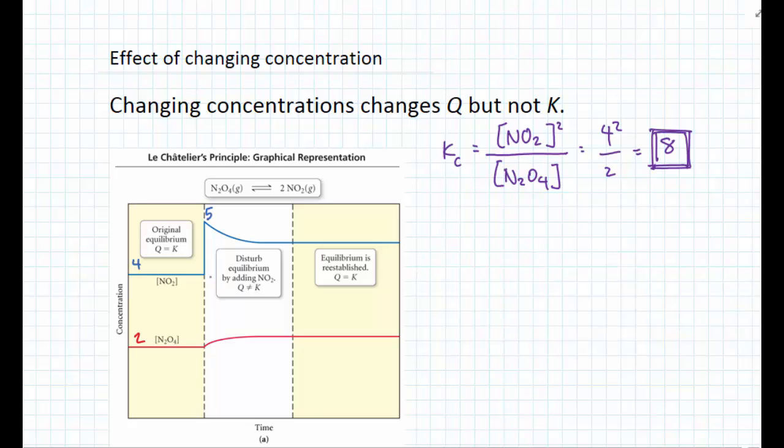Okay? Say I keep the NO2, I don't add any N2O4, but it's reached equilibrium, and I just inject some pure NO2 into it. Okay? That will disrupt the equilibrium because this concentration shot up like that. Okay? So what we can do is calculate Q after adding NO2.